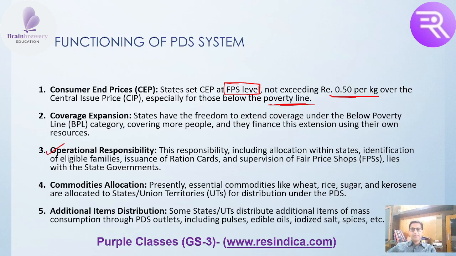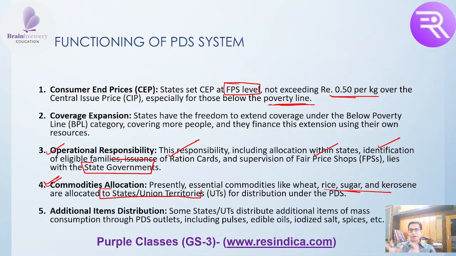So the state government has a responsibility of identifying beneficiaries, issuing ration cards, and supervising fair price shops. That is with the state government. Then commodity allocation, like wheat, rice, sugar, kerosene. These are all being allocated to the states and union territories for PDS work, right?